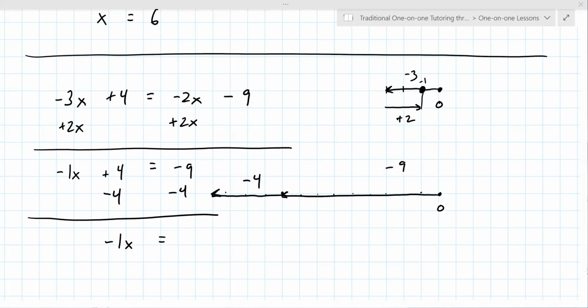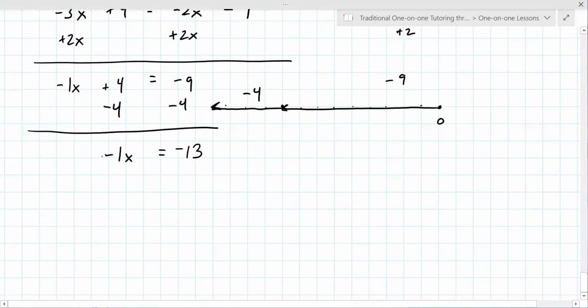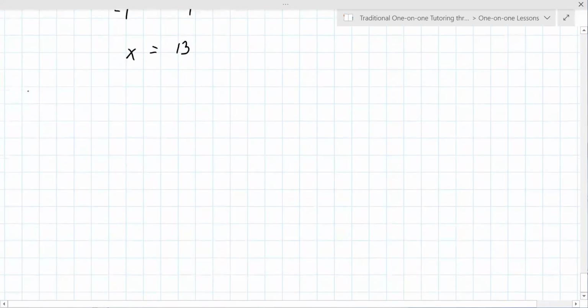So what is -9 minus 4? It's -13. Yes. Okay. Now, how do you undo -1 times x? How do you undo anything when you're multiplying? You should divide by -1. So x equals positive 13. Good.